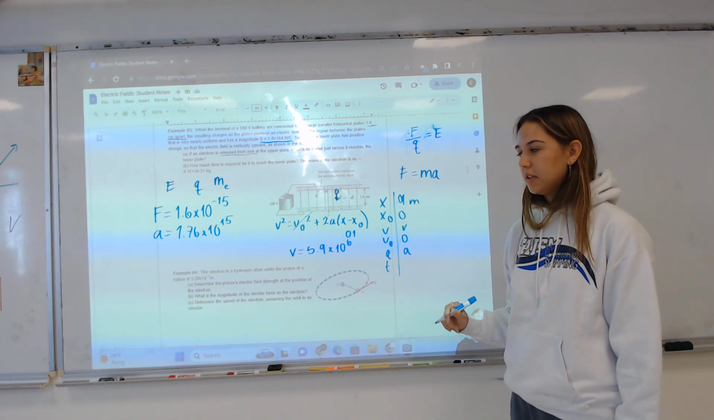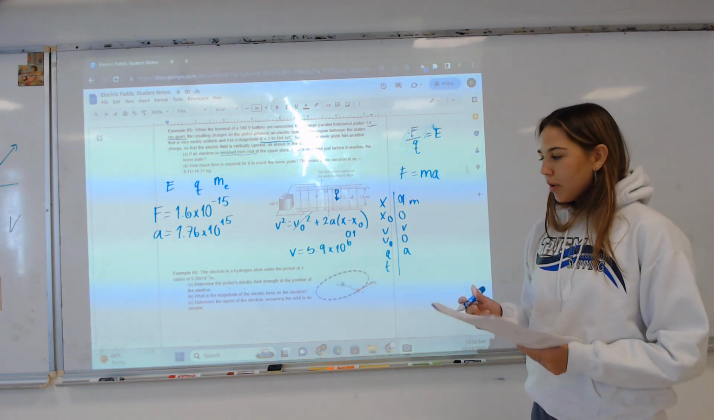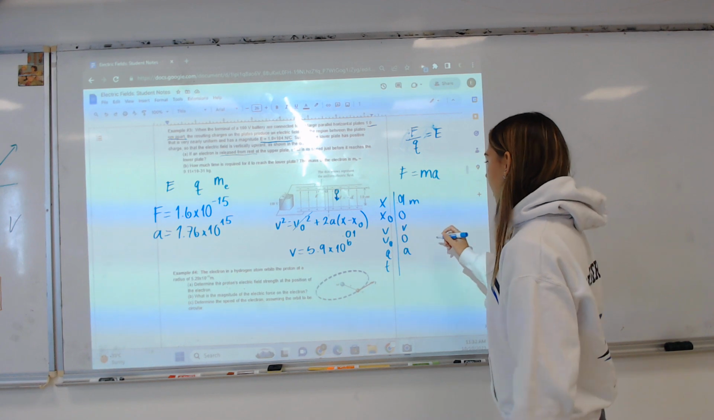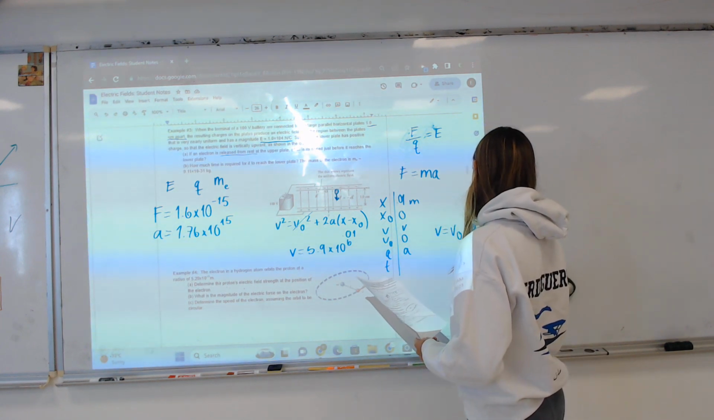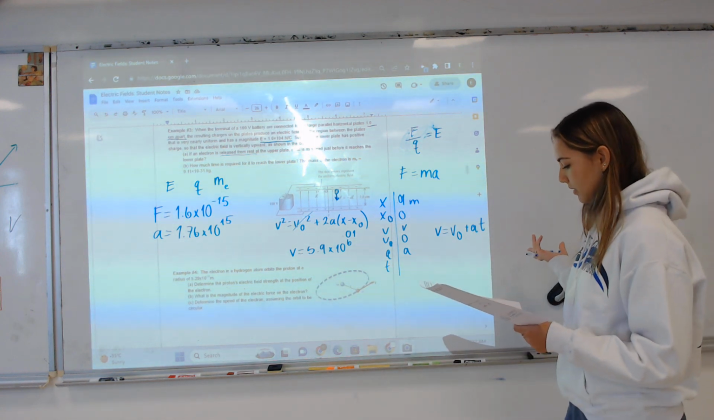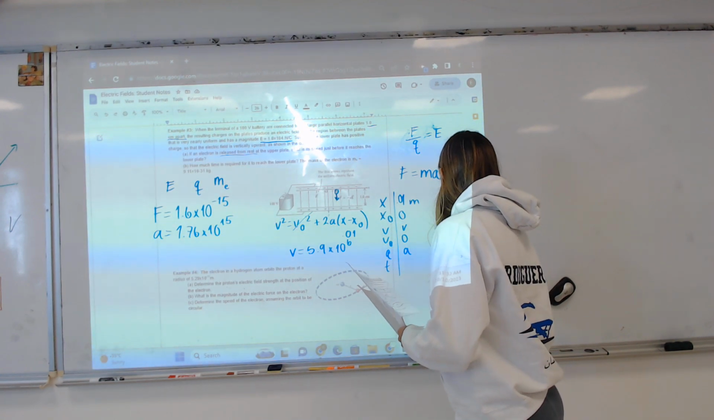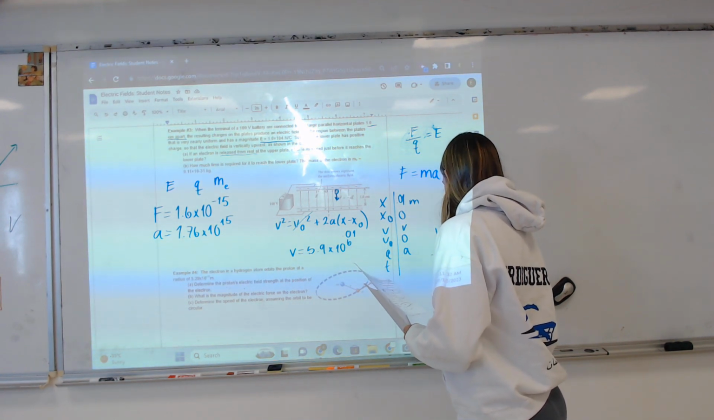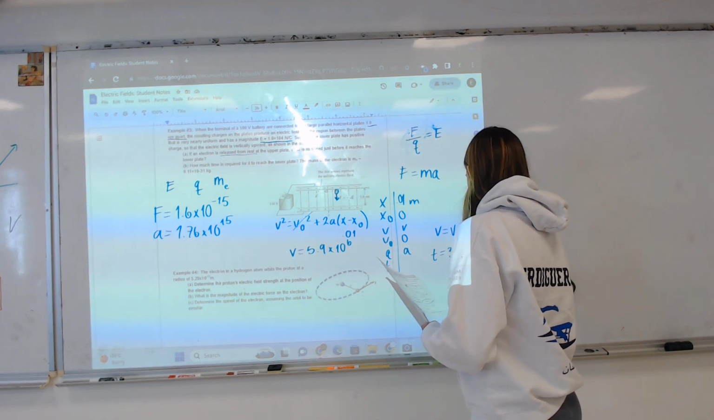So that's the first part. And then the second part, you're still going to use kinematics, but you're going to use V equals V naught plus a t to find time. So it's just a kinematics problem, and time ends up being 3.4 times 10 to the negative 6.